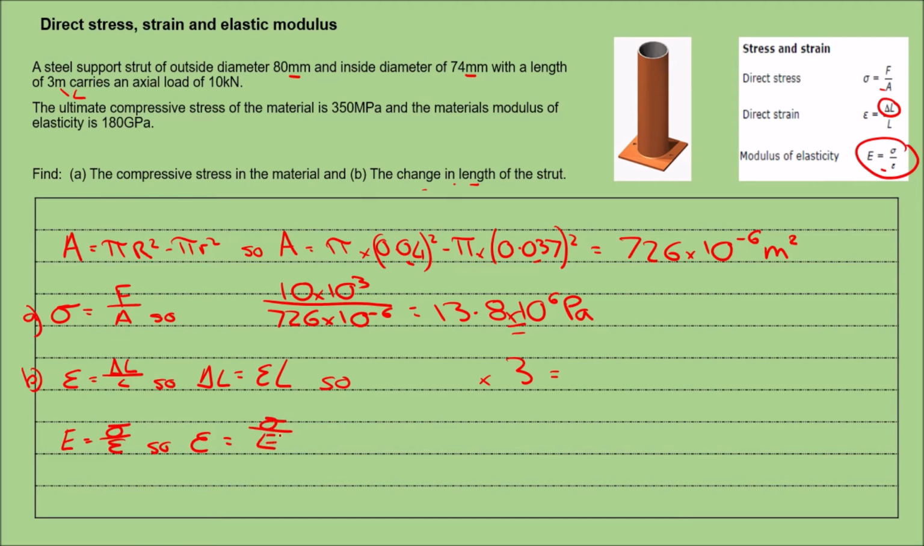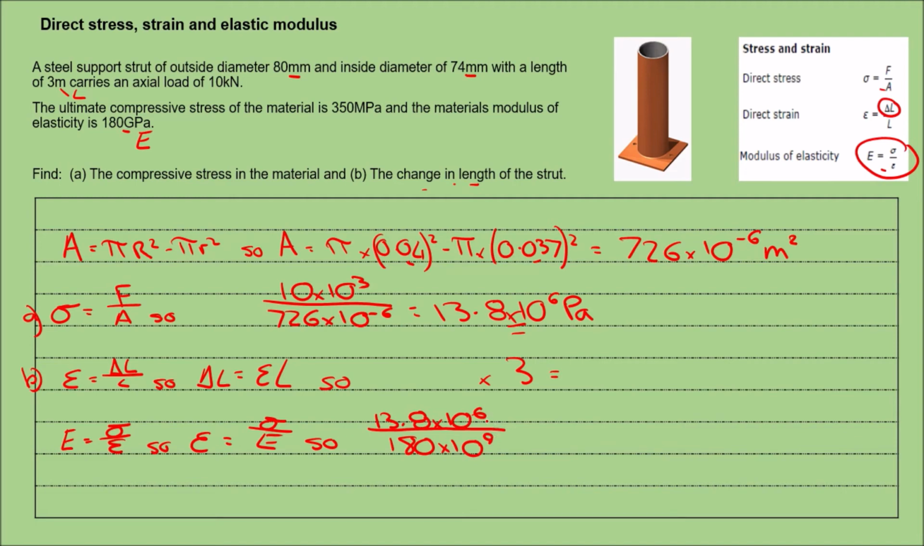stress over elastic modulus. So stress we've got from earlier, 13.8 times 10 to the 6. Divide that by our elastic modulus, which is 180 times 10 to the 9. Alright, so we've got giga, 9. Now if you're struggling to remember the difference between these, go back to your previous notes or the previous videos and see if you can just re-familiarise yourself with them.